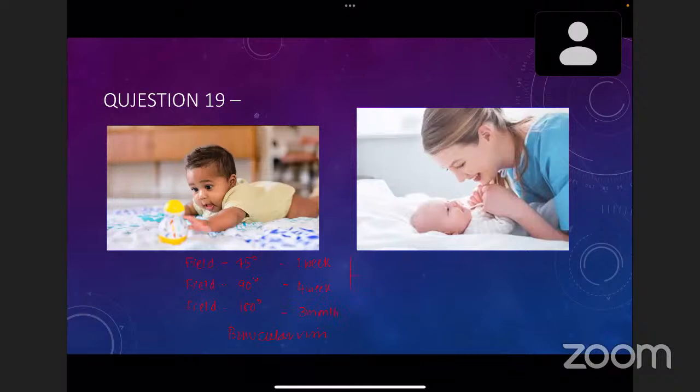Visual fixation is only on the mother or caretaker. That means until 1 month, the child's vision can recognize only the face of the caretaker. If you give an object within 1 month, the child will not respond to that object, because the eye has developed only to see the face with the help of light.